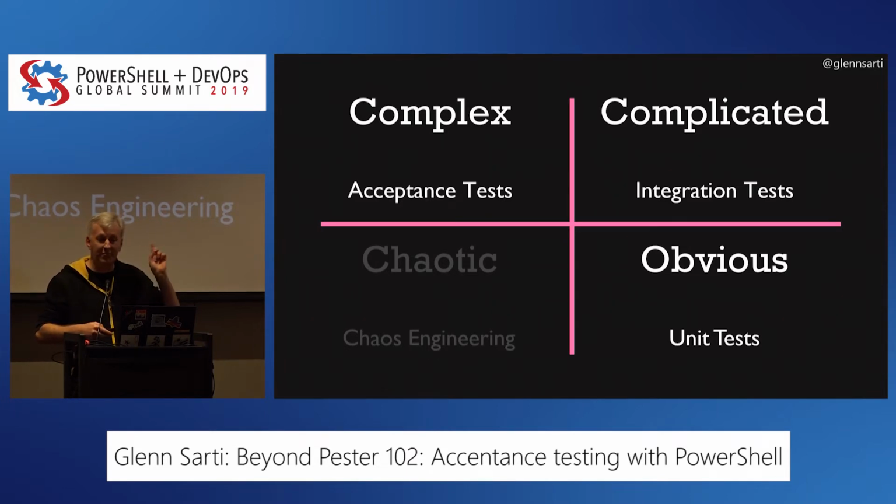Secondly, these are just rough buckets. You can get complicated unit test failures or obvious integration test failures. As you become more and more familiar with PowerShell, you'll find that complex things become complicated, and complicated things become obvious. And thirdly, because acceptance tests tend to be complex, they need a lot of debugging information.